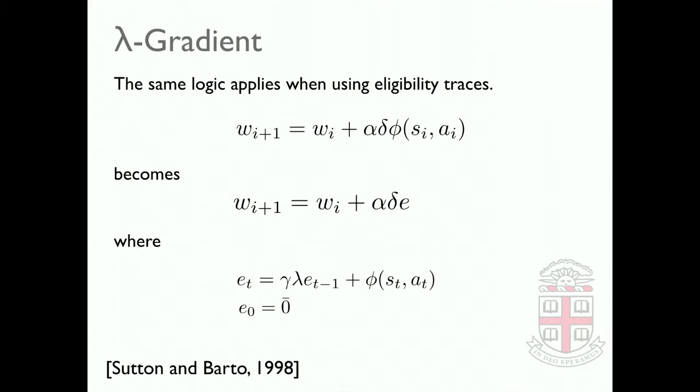And then every time you take a step, you multiply what it used to be by gamma lambda, and then you add on phi. So you can see that if lambda was 0, this term would never be in the expression, and alpha delta E would reduce to alpha delta phi. But when it is in the expression, you get a sum of these previous phi's, and they're discounted geometrically by lambda. So the further they are backwards in time, t steps back, they'll be multiplied by lambda gamma to the power of t. So they'll be shrunk backwards.